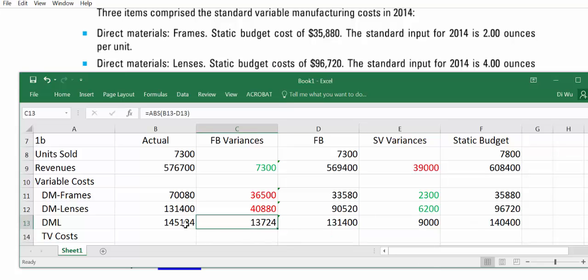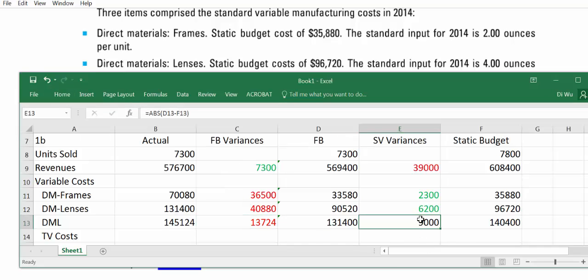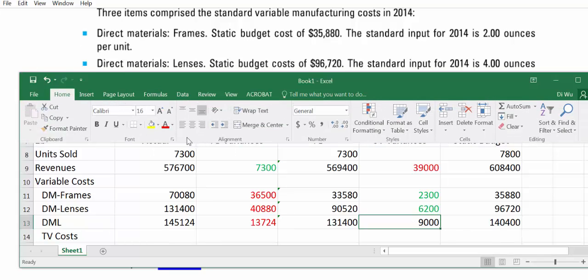Because the direct manufacturing labor costs in the actual operations are higher than the ones in the flexible budget, the flexible budget variance is going to be in red, which is unfavorable for the flexible budget DML cost. We can take a look at it, and it's less than the static budget. Not a lot, but definitely less than the static budget DML cost. So it's going to be favorable, so I'm going to put that in green.